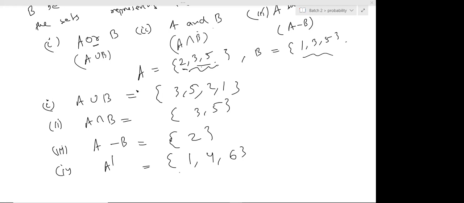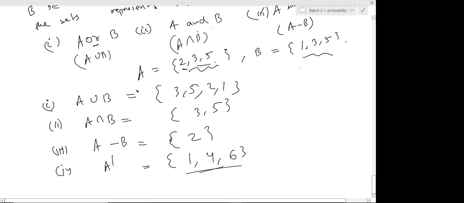Sir, how did we get 1, 3, 5? Odd numbers, right? Set B is getting an odd number. So odd numbers are 1, 3, and 5 out of 1 to 6, right? So how are we getting like 1, 4, 6?